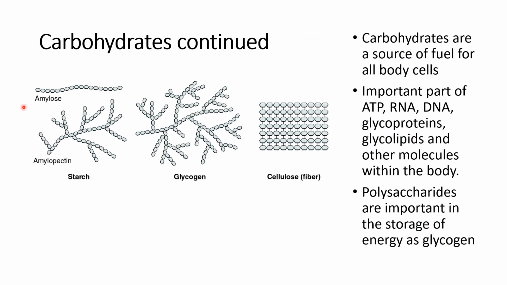We can go even further and join together many monosaccharides. These are called polysaccharides. Poly means many. Each one of these little beads is a monosaccharide, maybe glucose and fructose and so on. This is how we store our carbohydrates in our body.